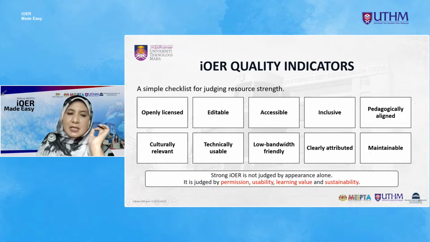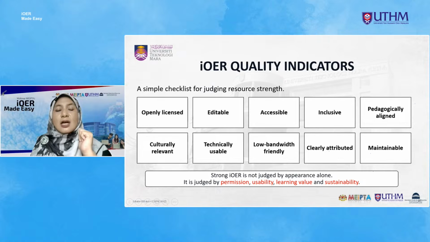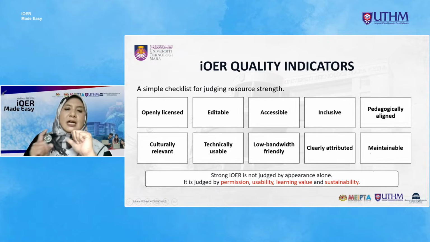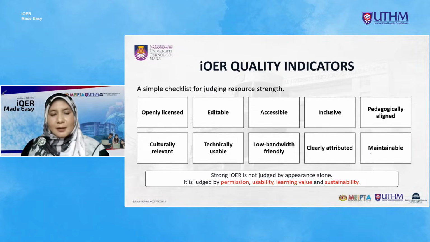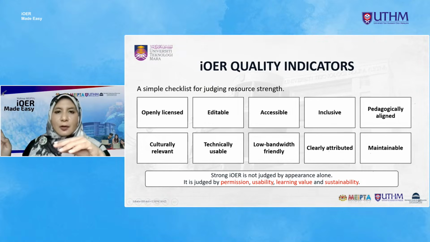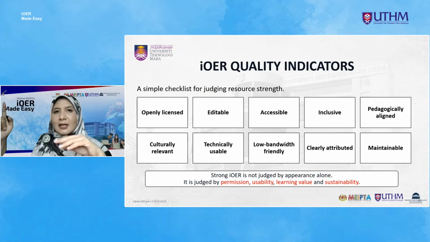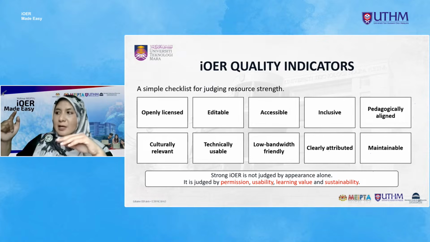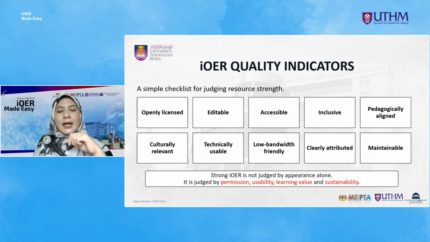So basically you can say that a strong iOER is not judged by appearance alone, but also by the permission, the usability, the learning value, and also the sustainability. Everything here will conform to the 5 R's of OER, and it ticks the accessibility features and also the inclusivity.